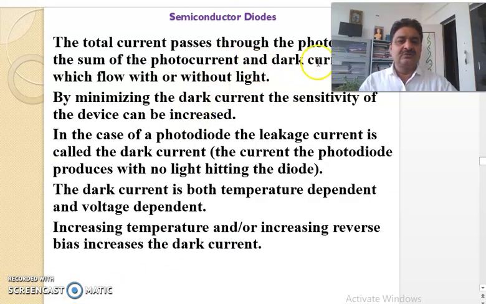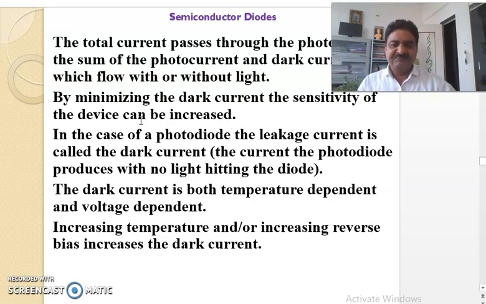The total current passing through the photodiode is the sum of photocurrent and the dark current, which flows with or without light. See, here one more concept is coming, that is dark current. What is dark current? That we see. By minimizing the dark current, the sensitivity of the device can be increased. If dark current is reduced or minimized, the sensitivity of the photodiode can be increased. In order to increase the sensitivity of the photodiode, one has to minimize the dark current.